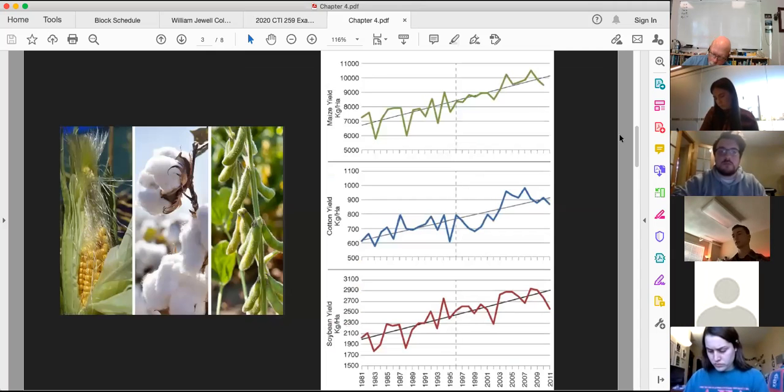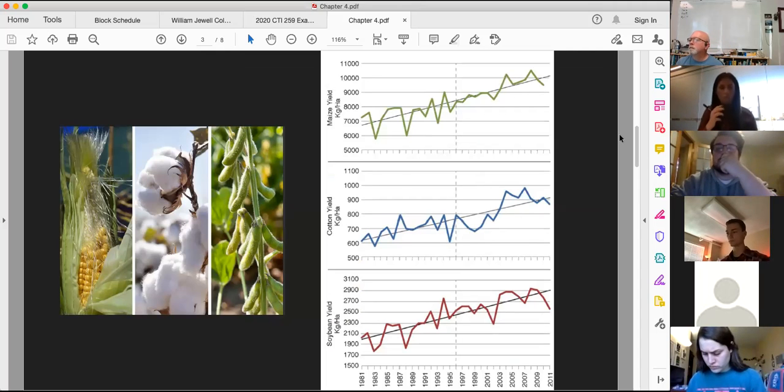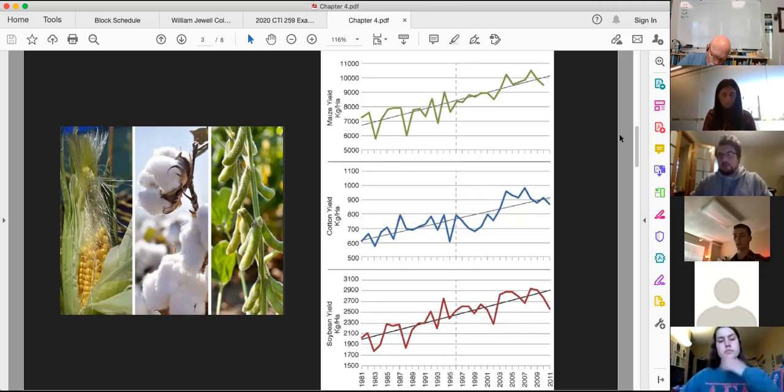So the next experiment that it talked about in the chapter relates to the first one. It was the effects of genetically engineered traits versus just regular plant breeding on the overall yield of the actual plants, but this time it was over soybeans, cotton, and corn. If you look at the graph, you can see the changes in yield of those crops in the United States from 1980 to 2011. A good thing to note is that the dashed line in the middle of these graphs is when the genetically engineered crops were introduced.